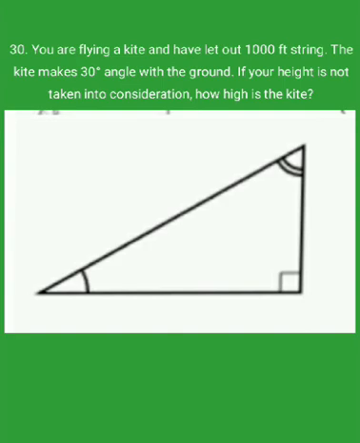You are flying a kite and have let out 1,000 feet of string. The kite makes a 30-degree angle with the ground. If your height is not taken into consideration, how high is the kite? We will use the 30-60-90 degree triangle theorem. The shortest side is opposite the 30-degree angle, and it is half the length of the hypotenuse. And the side opposite the 60-degree angle is obtained by multiplying the shortest side by square root of 3. Therefore, the height of the kite is 500 feet.